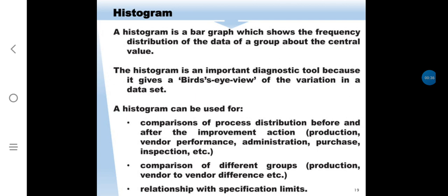to the manufacturing industry. The first one is histogram. The histogram is the bar graph which shows the frequency distribution of the data of the group about the central value. The histogram is an important diagnostic tool because it gives a bird's eye view of the variation in the data set. In here histogram is a graphical view, and using this histogram we can represent our data in a very holistic view. That's the reason we call these histograms the bird's eye view.